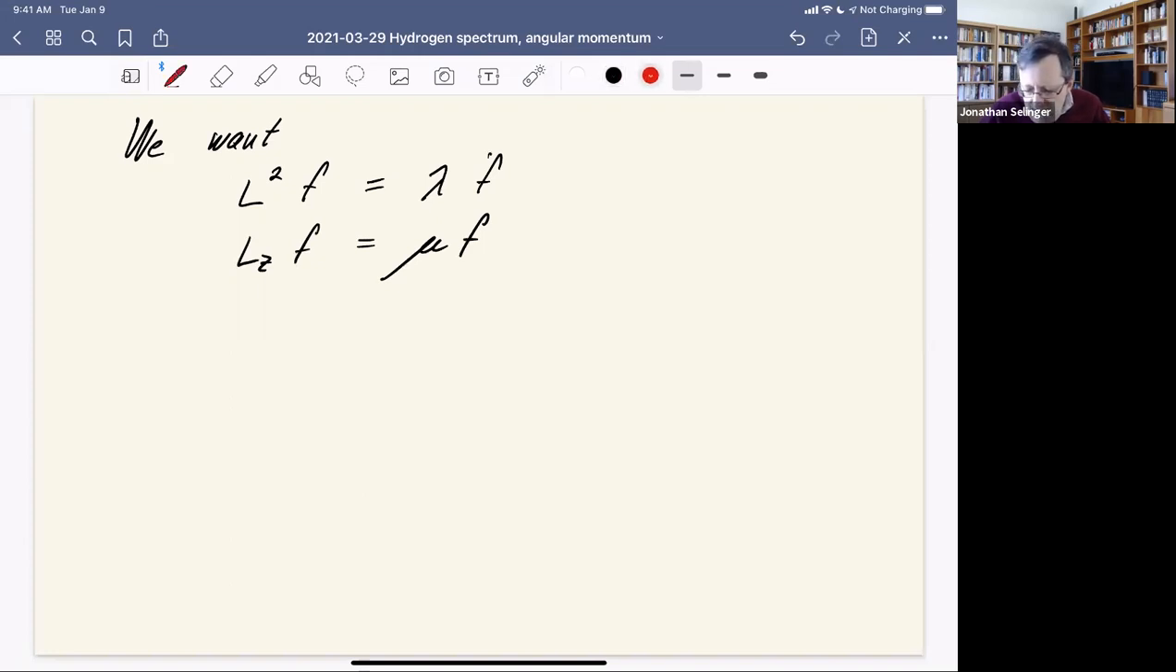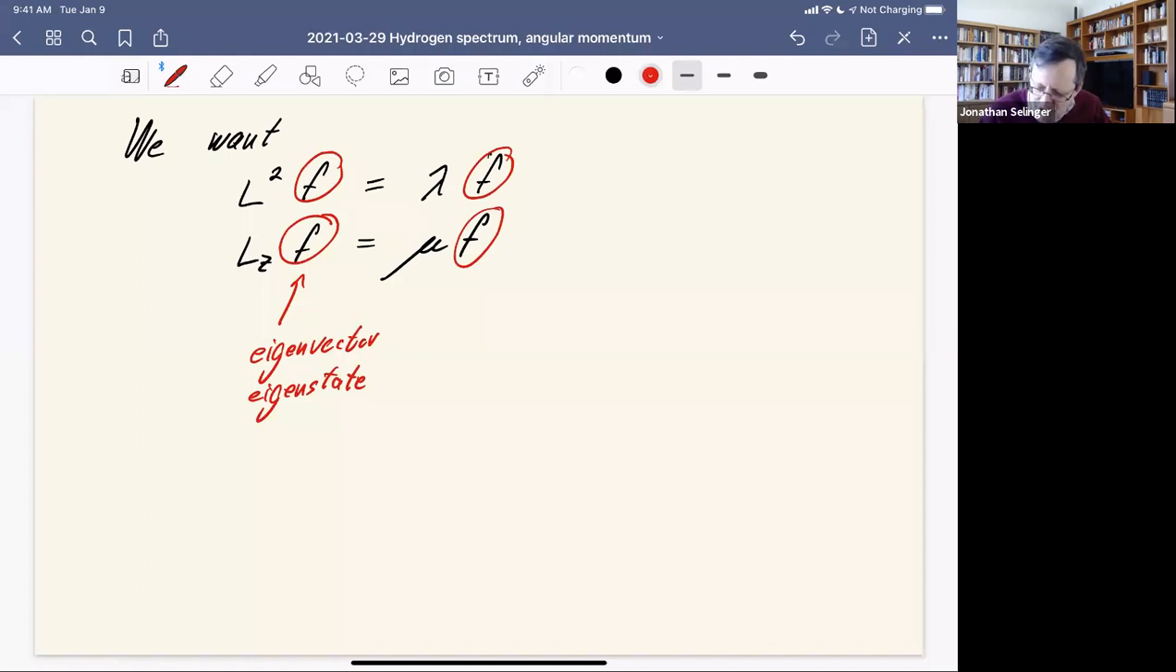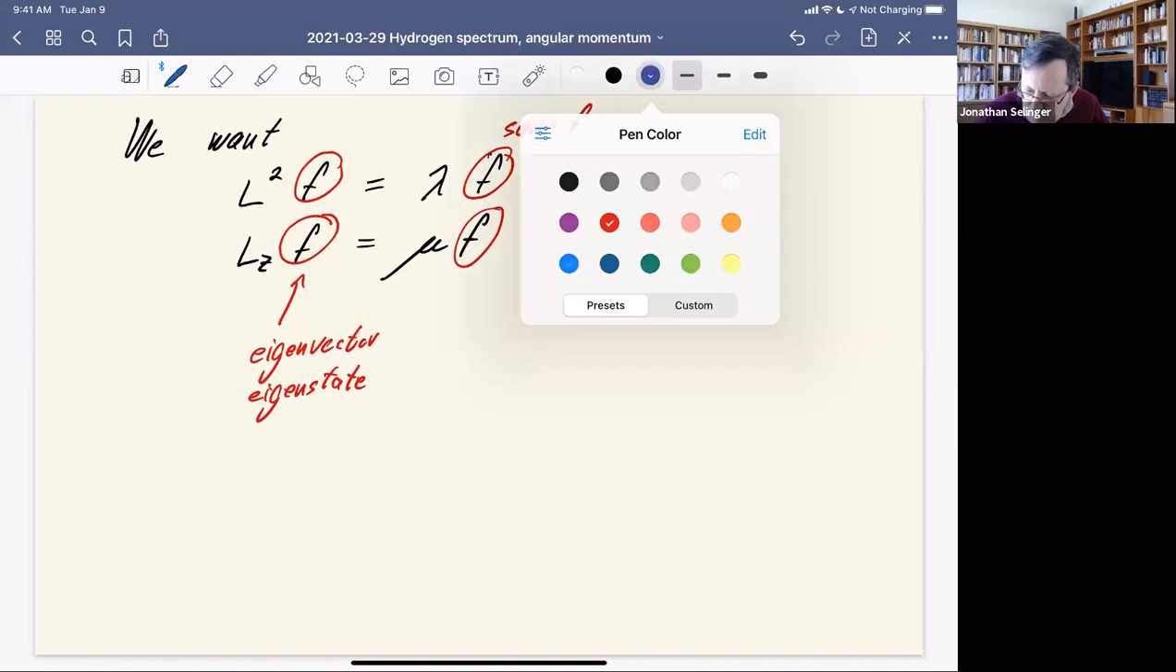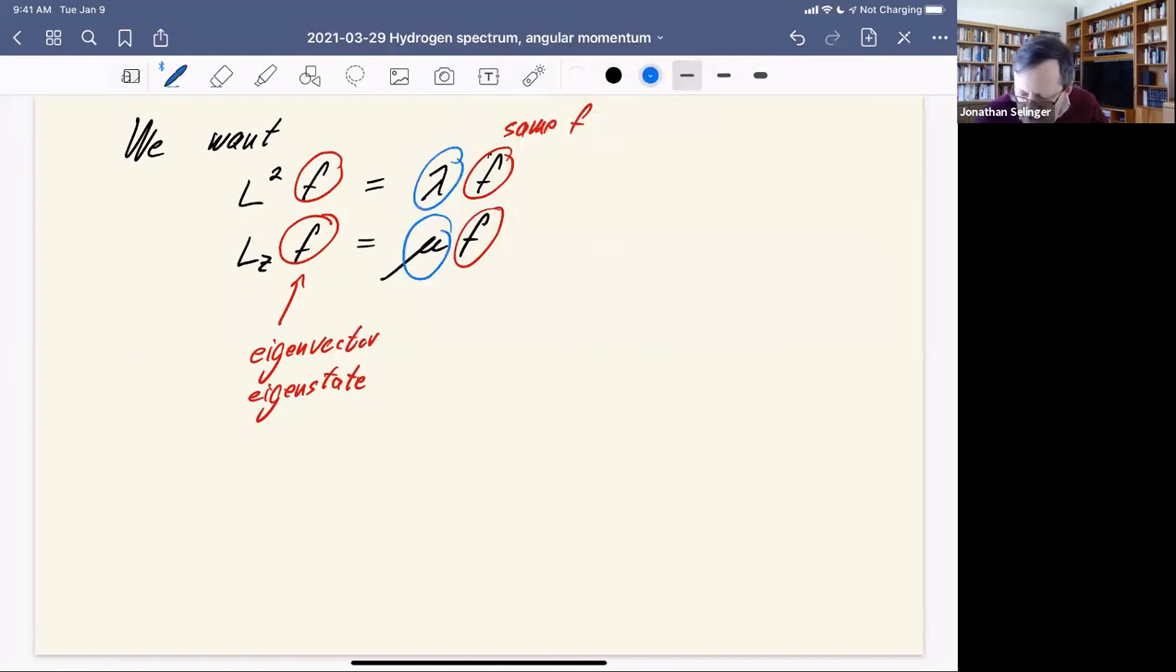So you can see the f is the eigenvector or eigenstate. And it's the same f there and there and there and there, all the same f. And the lambdas and mus, these are eigenvalues.